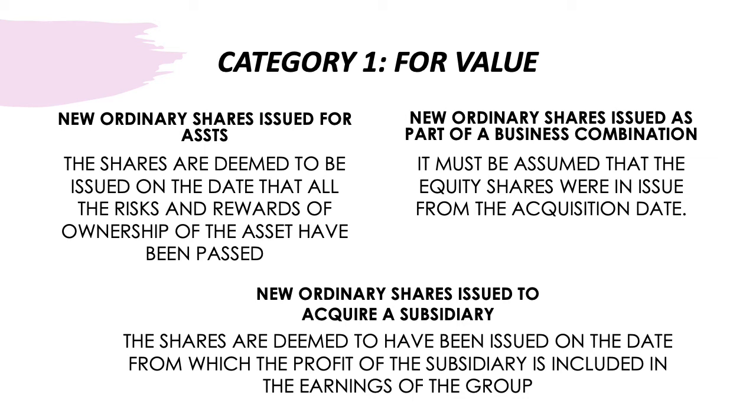So what that means is, if, for example, shares were issued on the 31st of March 2020 in order to acquire the majority interest in a company, so in order to acquire a subsidiary, but then the profit for the year was included in the group results from the 1st of January 2020, that then means that we can include these ordinary shares in our calculation of WANZO from the 1st of January 2020 and not the date of actual issue, being the 31st of March 2020.